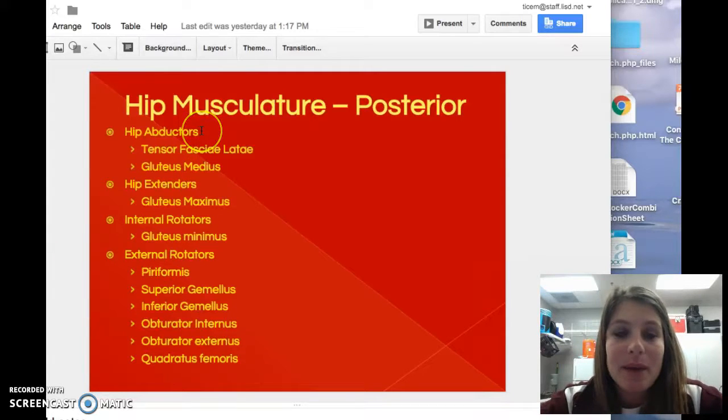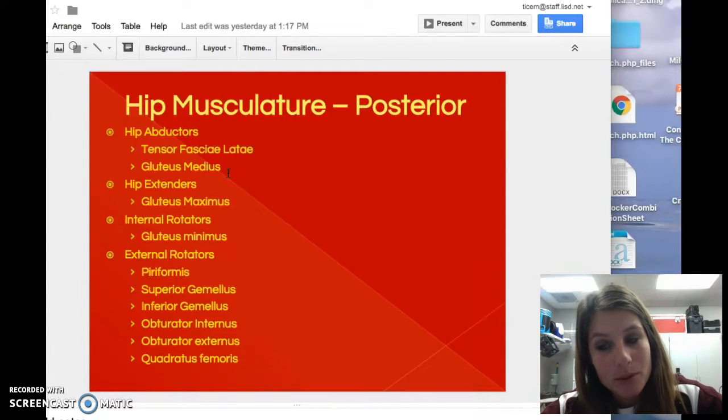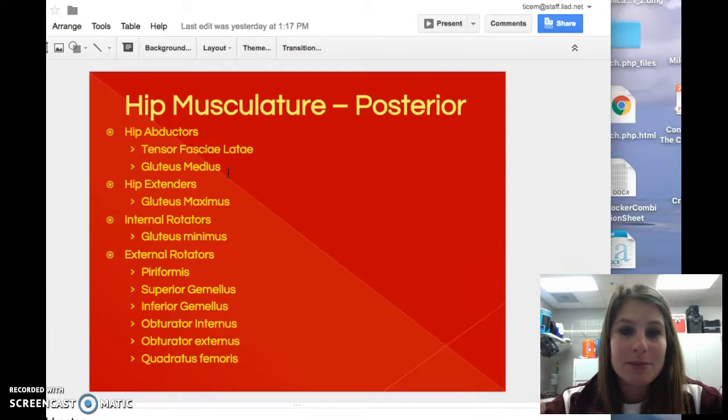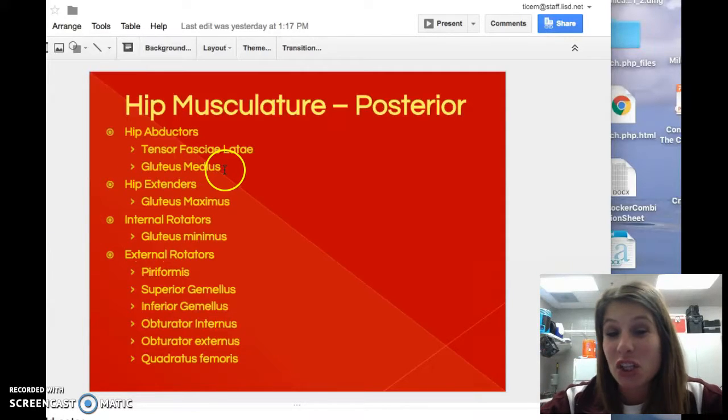The first one is hip abductors. These are going to lie a little bit more on the lateral posterior side, instead of smack dab as posterior as you can get. The first one is tensor fasciae latae. It's a very large muscle that runs pretty much the length of your leg, from your hip all the way down to your knee. And then we have the gluteus medius.